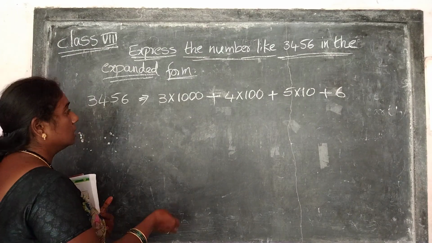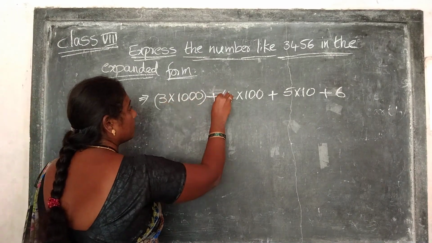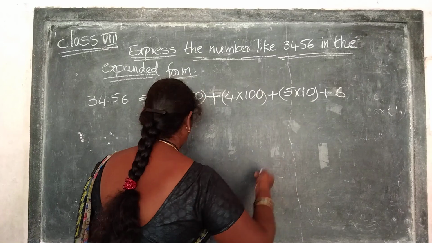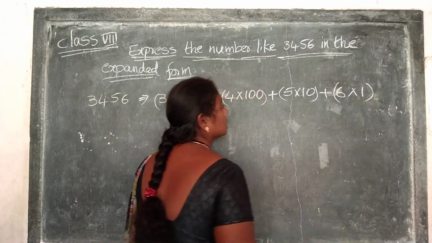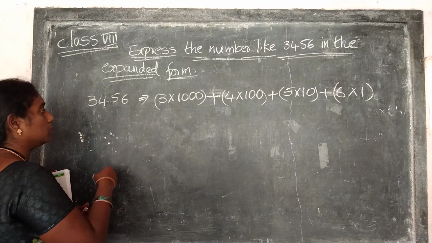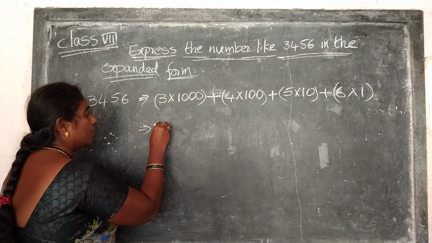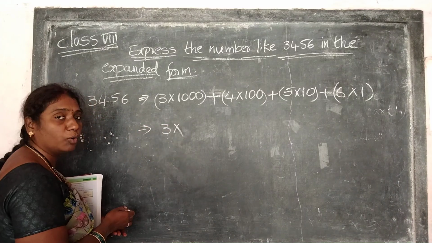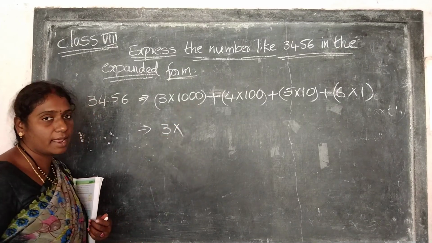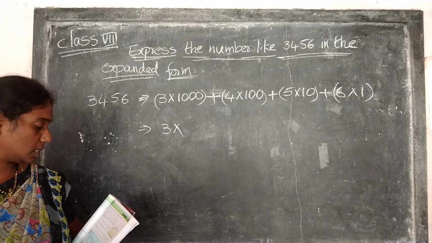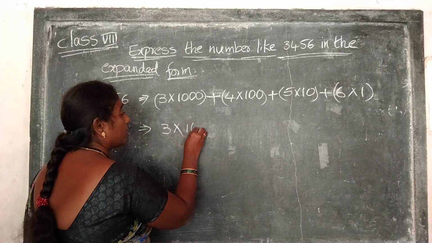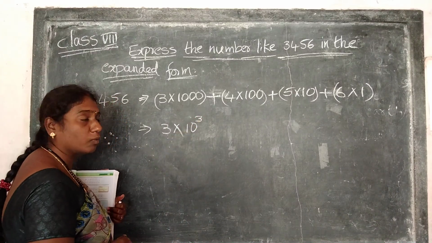Keep practicing like this: 6 into 1. Understood? Now coming to the next part, the exponent forms. How to write 1000? How can we write 1000 in exponent form? 10 into 10 into 10. How many times? 3 times. 10 power 3 is equal to 1000.